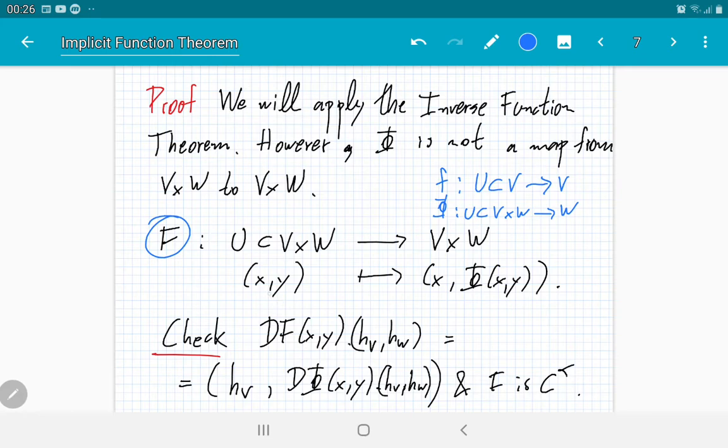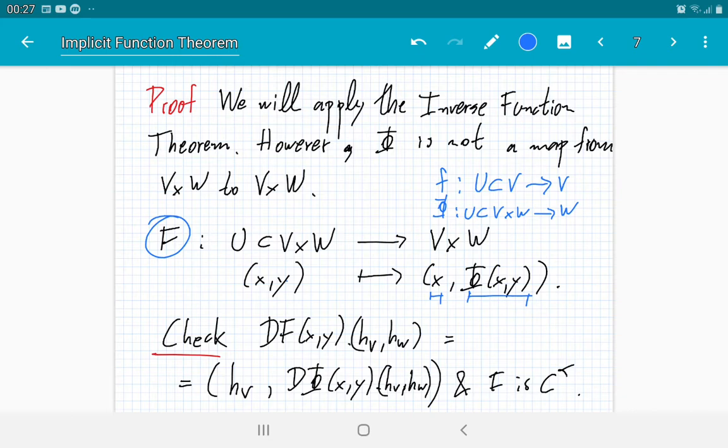However, because there's a non-degeneracy condition, if I tell you what x is, and if I tell you phi of x and y, that is if I tell you c, so to speak, you can tell me who y is. So F is just going to be this function that tells me not only the value of phi of x and y, but also the value of x. And as we're going to see, you can apply the inverse function theorem to this function.